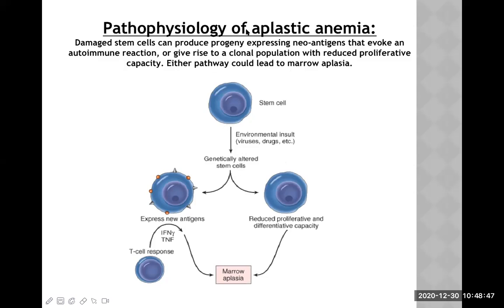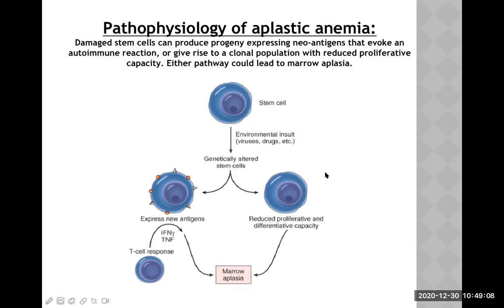Like two cytokines are written here. Okay, so you don't need to remember in detail. At the same time, these genetically altered stem cells cannot multiply or differentiate into mature cells. That results in marrow aplasia or hypoplasia. So this is the basic mechanism.